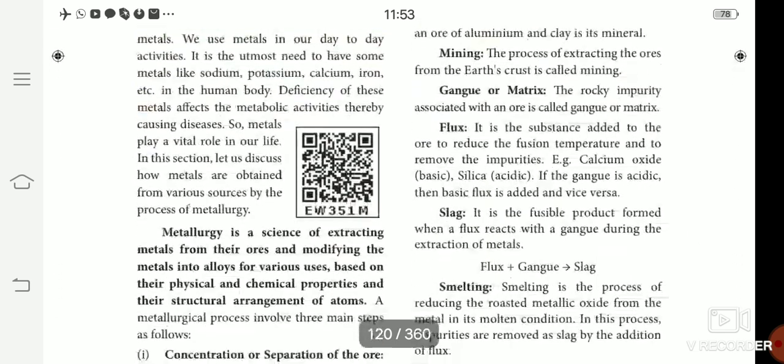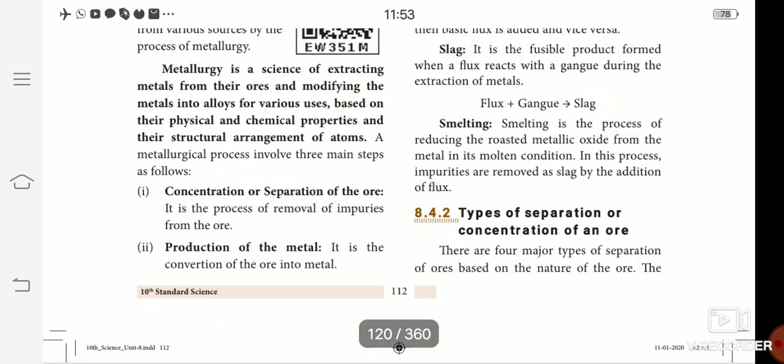Let us see the first step, concentration or separation of the ore. We collect the ore from the earth's crust, and it contains many impurities like sand, clay and small rocks. The impurities like sand and clay are called gangue particles. Ore is the pure metal compound; gangue is the impurity. Okay, don't forget, children.